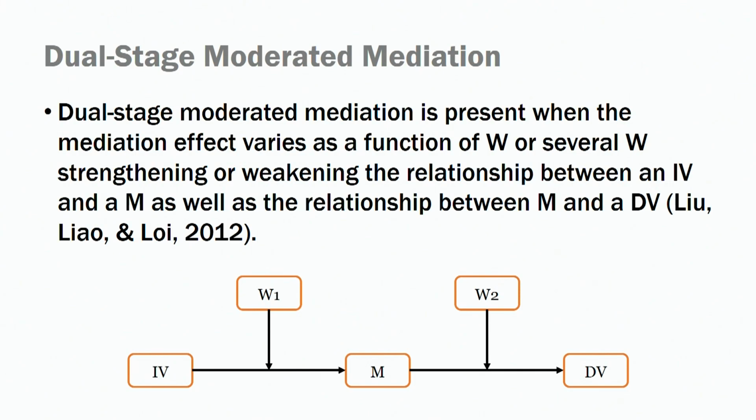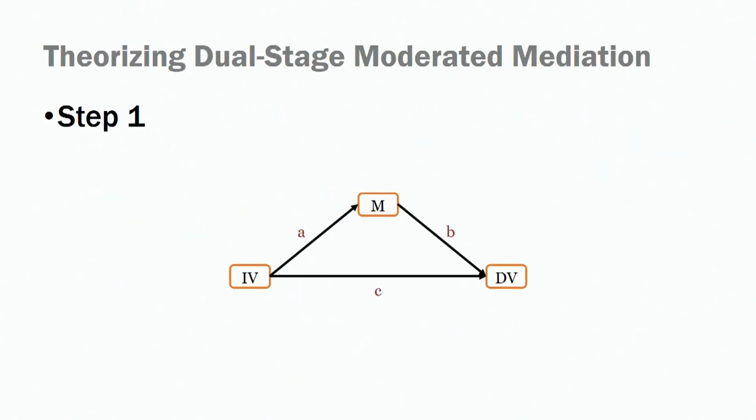So you can find a few papers that describe these dual-stage models. One, for example, is Lu, Liao, and Loy in 2012. You can go back to that paper and take a look on how they describe these models. The first step when conducting these dual-stage models is to theorize about the indirect effect. Again, the starting point for moderated mediation models is the indirect effect. That's different from mediated moderation models, in which the first step is the moderation. Okay? So here we are looking at the indirect effect.